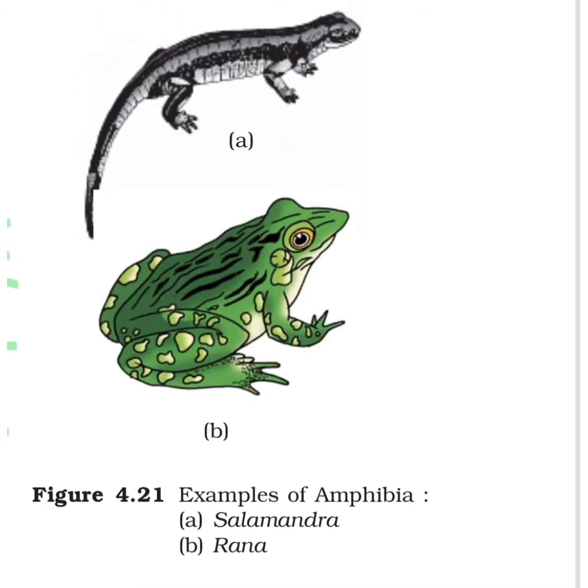Then salamander, its scientific name is the same, Salamandra. Then one of the limbless amphibians, which just appears like a snake, is Ichthyophis. Its scientific name is Ichthyophis. In this way there are many examples and many names which you will come to know.